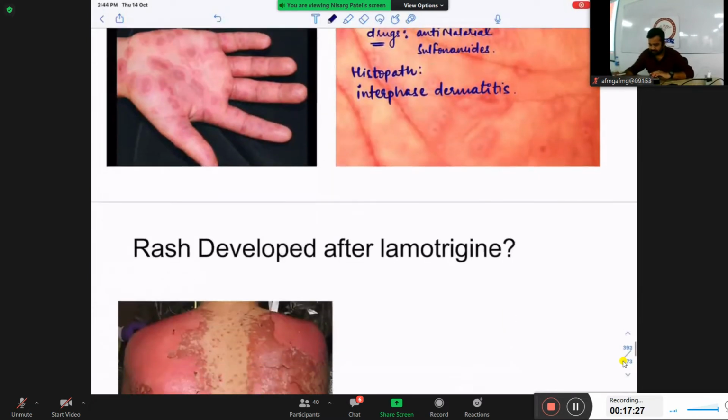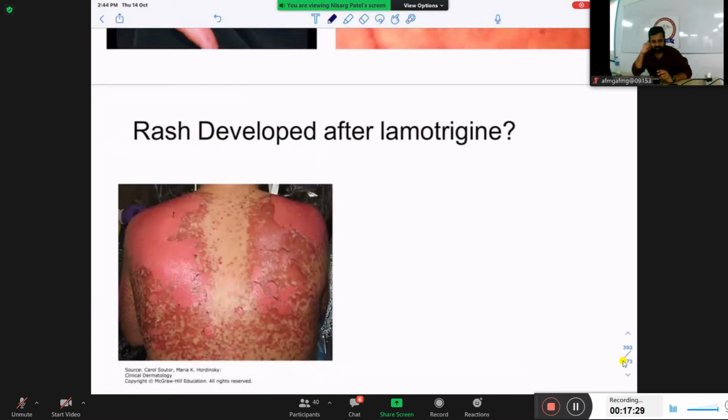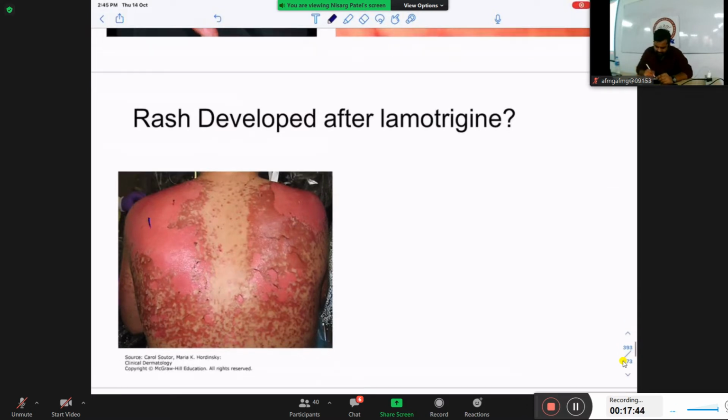See this. The patient was on an anti-epileptic medicine, lamotrigine. The patient developed this rash. As you can see, there is an extensive loss of the epidermis, right? So yes, it is toxic epidermal necrolysis. Why is it toxic epidermal necrolysis? Because more than 30% of body surface area is involved.